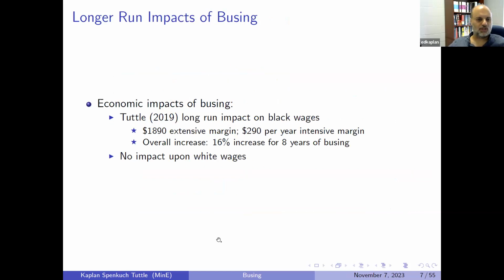One really related paper: the person who came up with this great identification strategy was a former student, Cody Tuttle, and he used it to look at the impact on Black wages. He has a really nice paper where he uses census data, and he finds no impact of busing for whites, but finds about a $2,000 impact, or $290 per year, of being bused for African Americans.